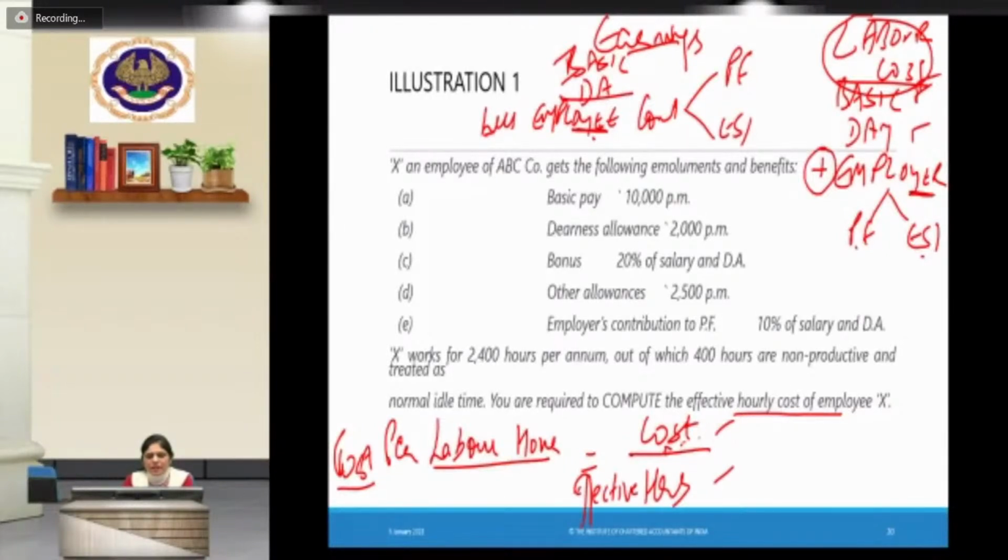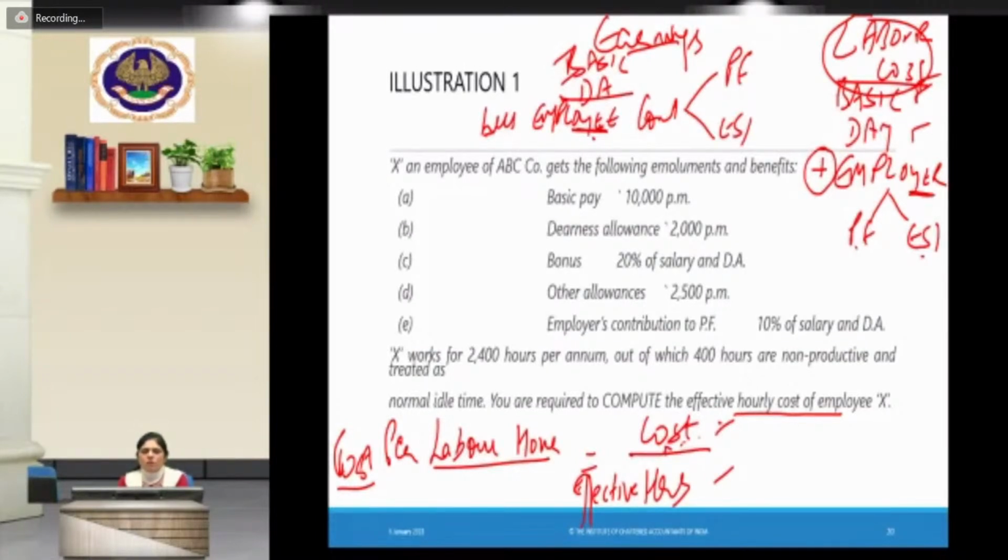Total effective hours, excluding normal idle time. So we'll have to calculate the cost and the effective hours, and then we will calculate the cost per labor hour. Clear? So I think I needed to explain this background before we do the numerical, because many students make this mistake between earnings and labor cost. In this question, we have to calculate the labor cost.